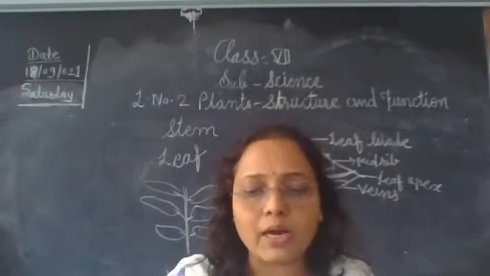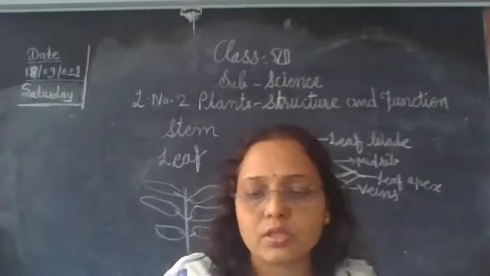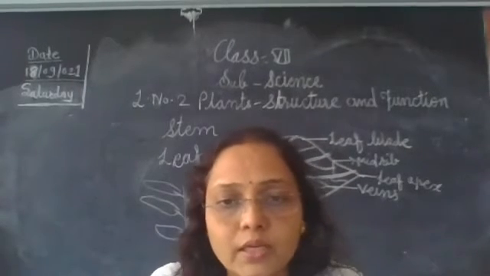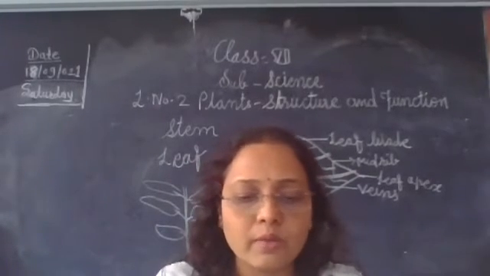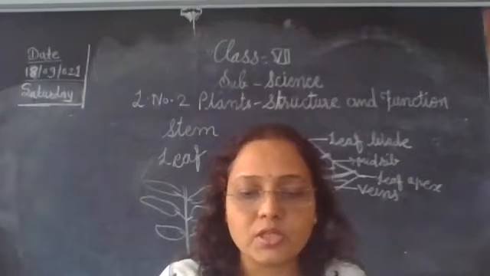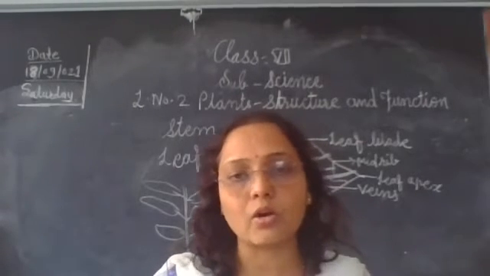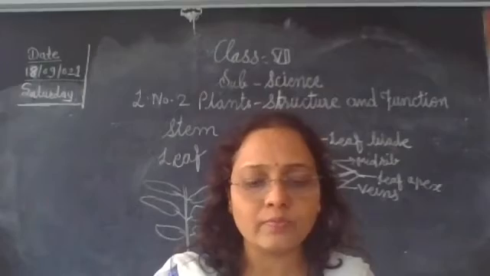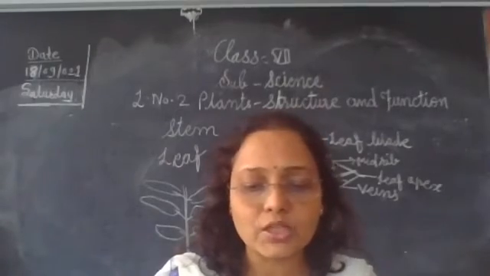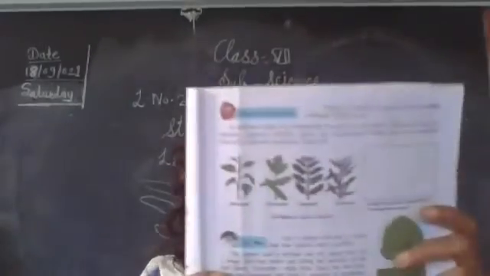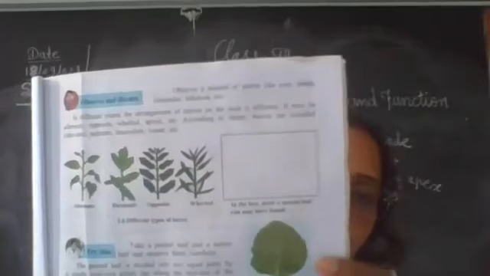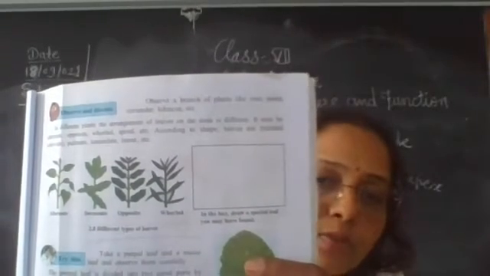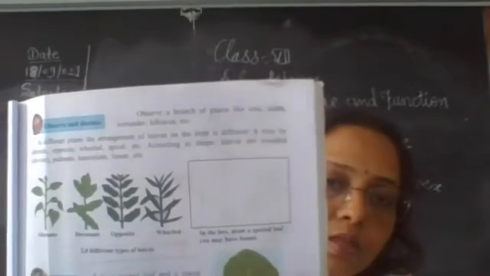In different plants, the arrangement of leaves on the stem is different. It may be alternate, opposite, whorl, or spiral. According to shape, leaves are rounded, palmate, lanceolate or linear. See the types of arrangement, different types of leaves. See here.